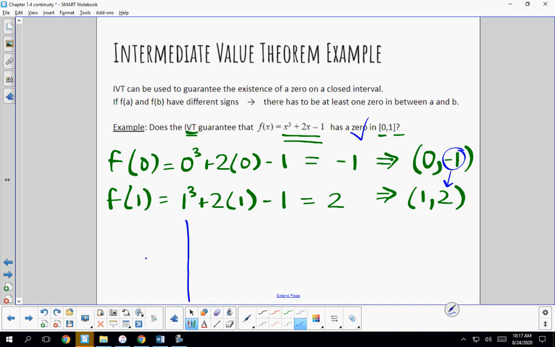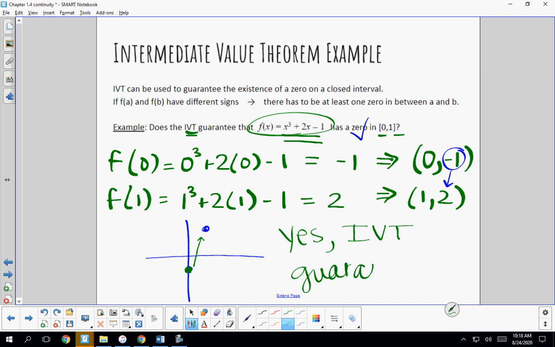So a visualization of this: if I know that my function is starting at (0, -1), and I know it's finishing at (1, 2), there's no way for me to get from this first point to this second without crossing 0. So it has to cross there sometime. If it doesn't, then it's not continuous. And because this is a polynomial, we know that it's continuous. So here we'll say yes, the intermediate value theorem guarantees a 0.